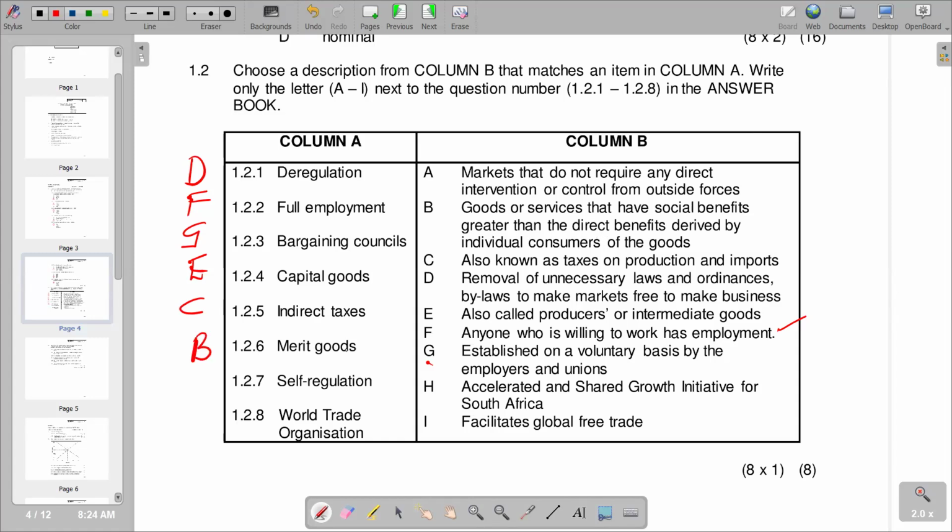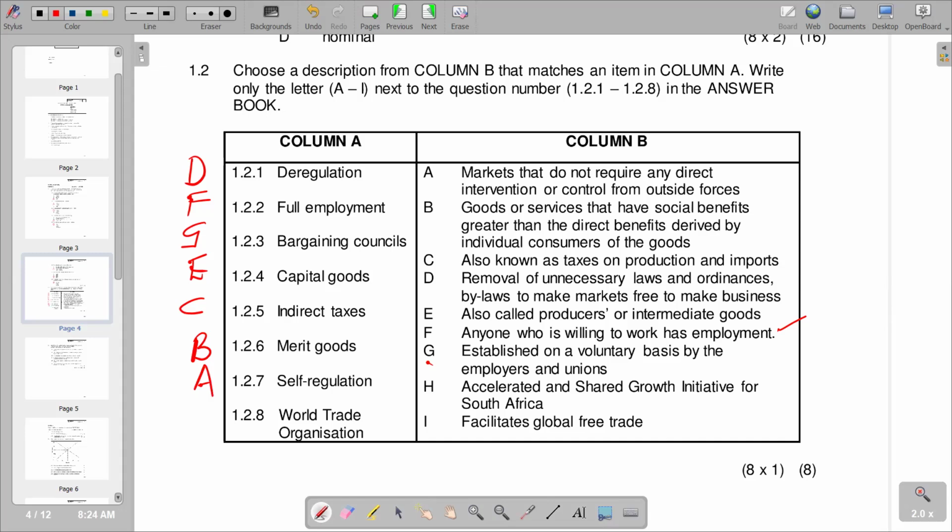And then we've got self-regulation, and we are saying self-regulating. It's the ability to understand and manage your own behavior and your reactions, and that is self-regulation from defining it as a term. So we try to look at the column that we have on our explanations. You'll see that if you go to A, markets that do not require any direct intervention or control from outside forces.